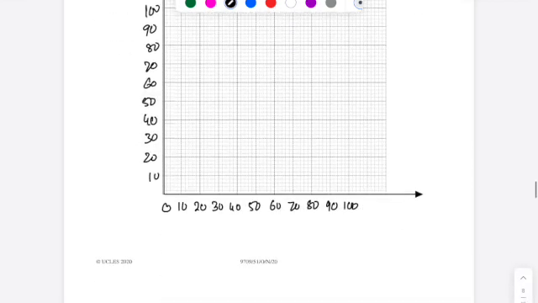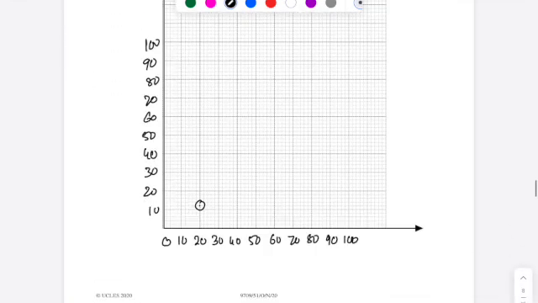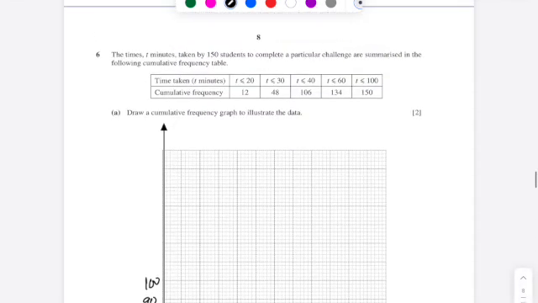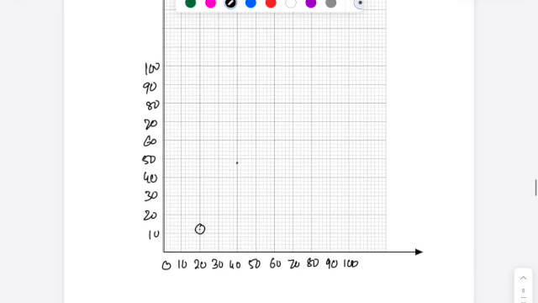For 20 it is 12. Then for 30 it is 48. Then for 40 it is 106.